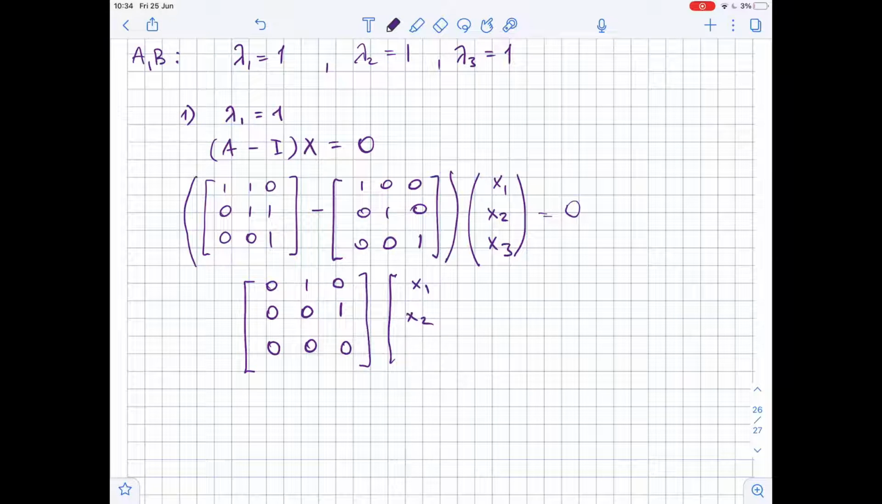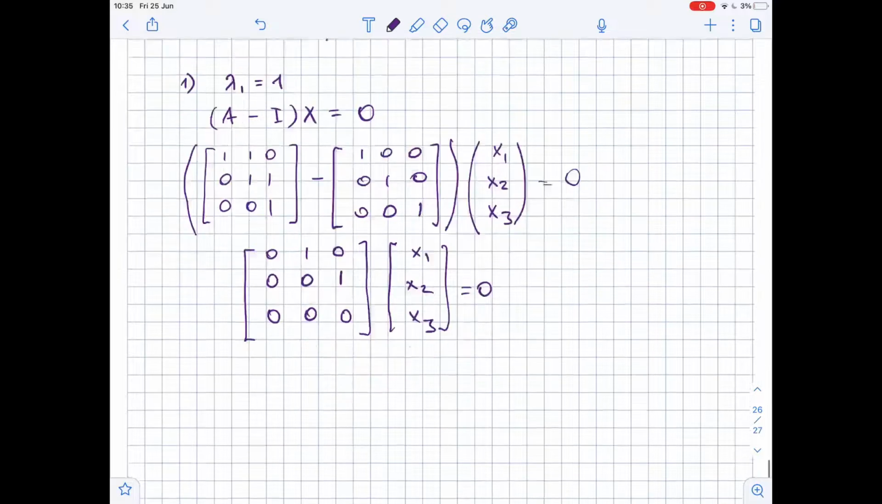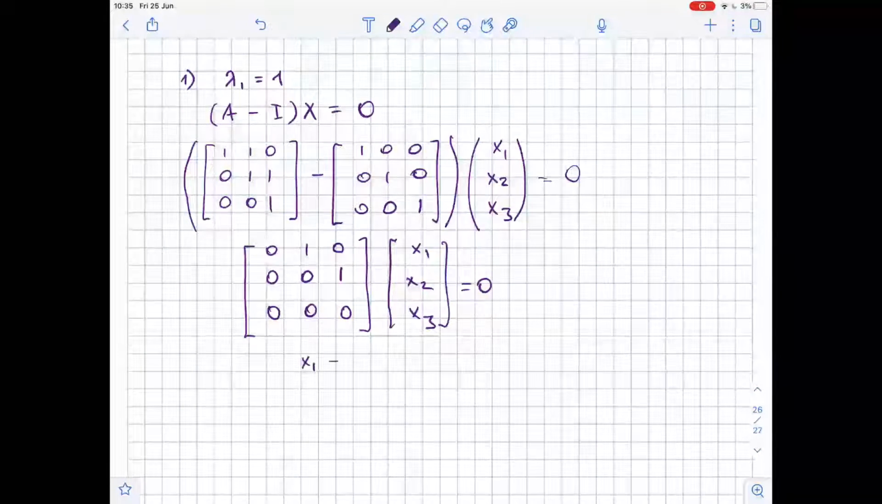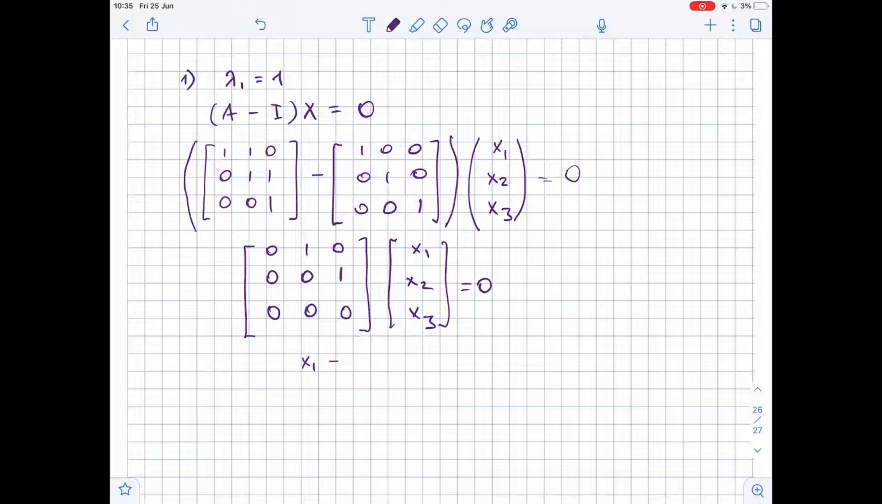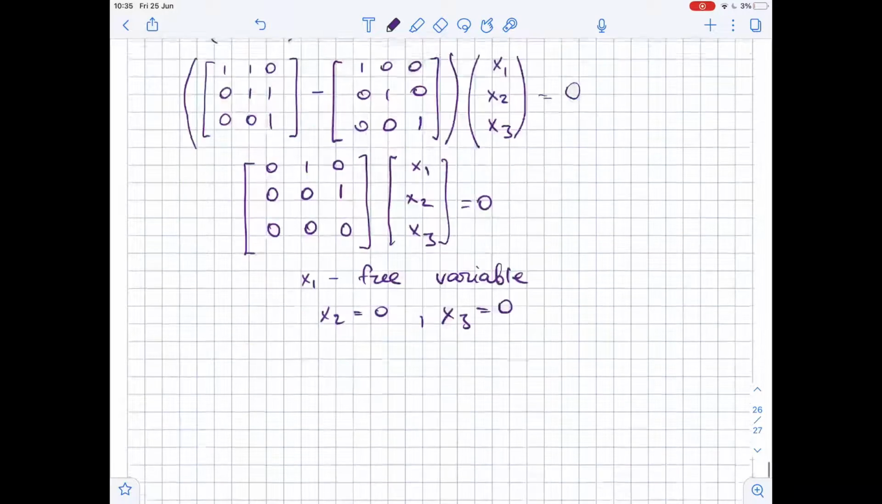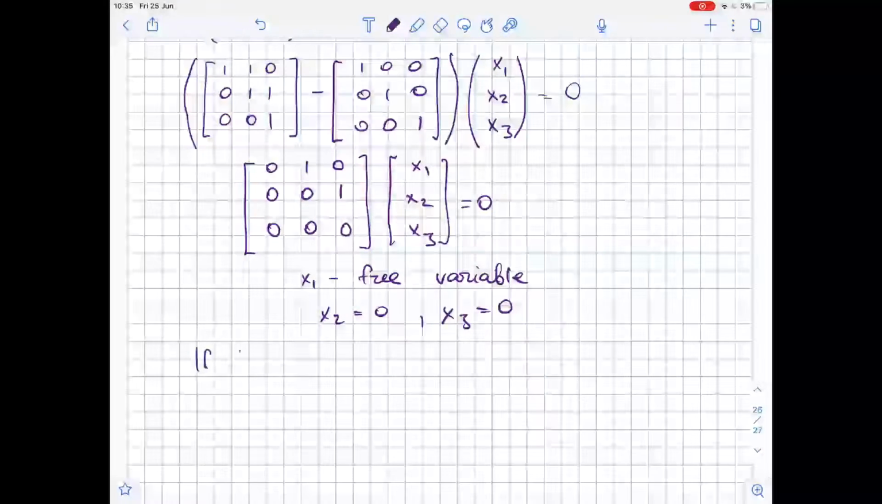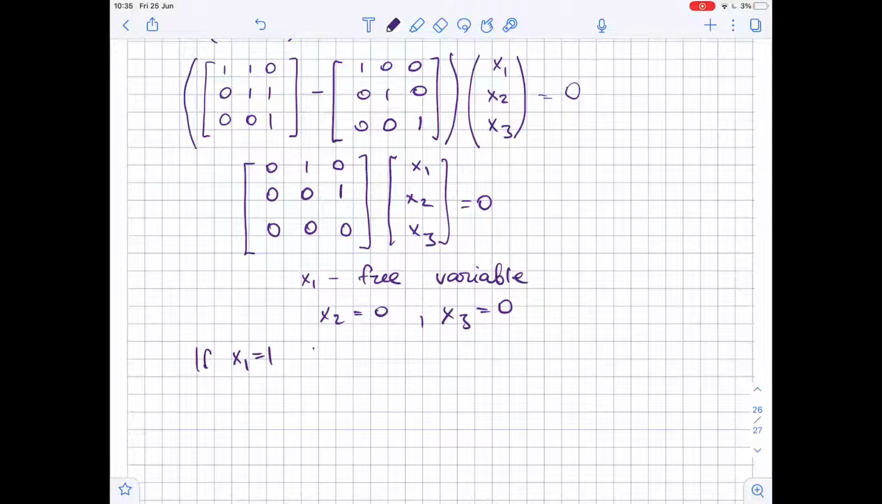x2, x3 equals 0. This means that x1 is a free variable here, x2 equals 0 and x3 equals 0. So if x1 equals 1, then v1 equals 1, 0, 0.